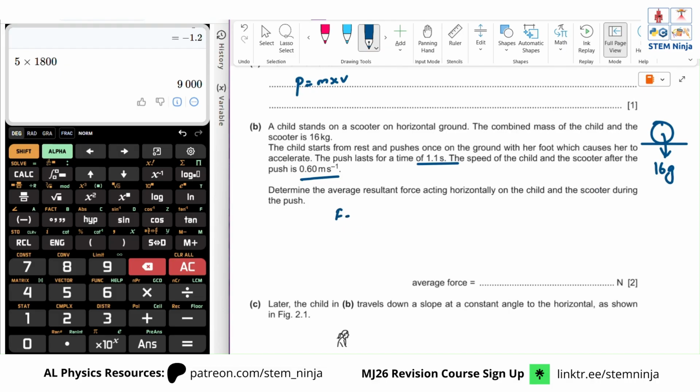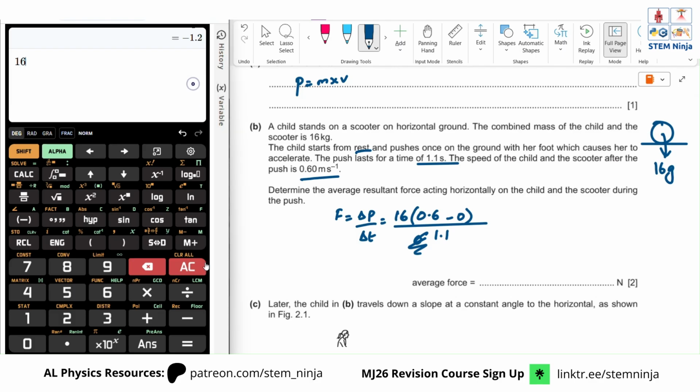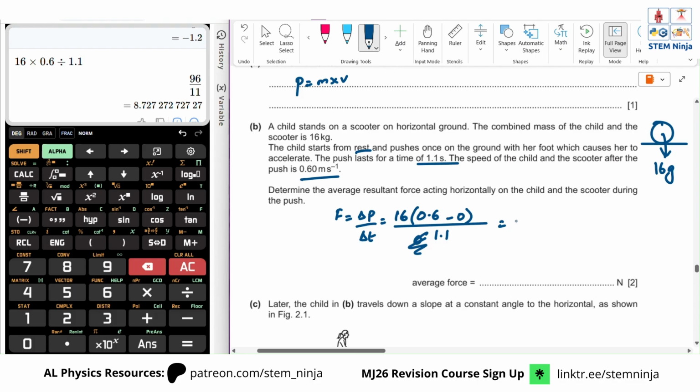Okay, so force is the rate of change of momentum, or average rate of change of momentum. Total mass is 16 kg, change in momentum is 0.6 from rest, 0, and the time is 1.1 seconds. So 16 times 0.6 divided by 1.1, which is 8.727, so basically 8.7.